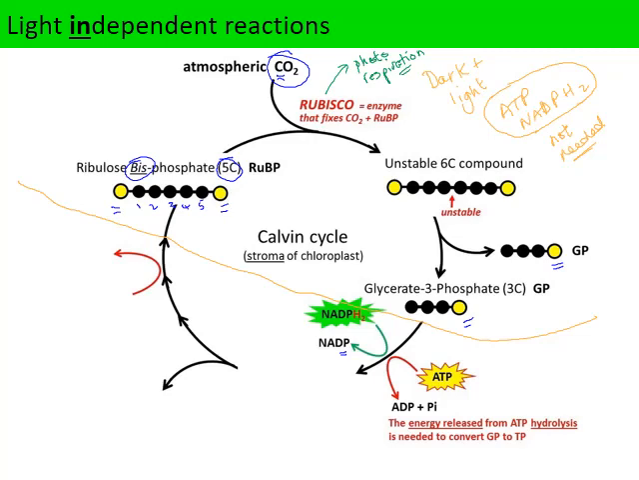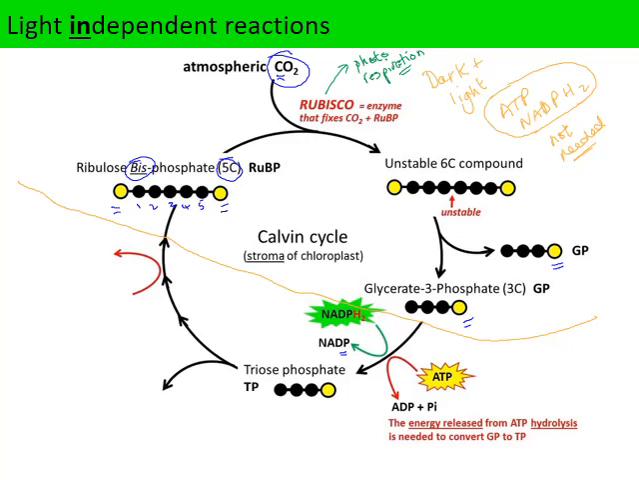So because the glycerate 3-phosphate already has a phosphate group attached, as does triose phosphate, the phosphate group from the ATP is not needed. It doesn't need to be added to G3P. It's just the energy released from the hydrolysis of that high energy bond drives the reduction reaction.